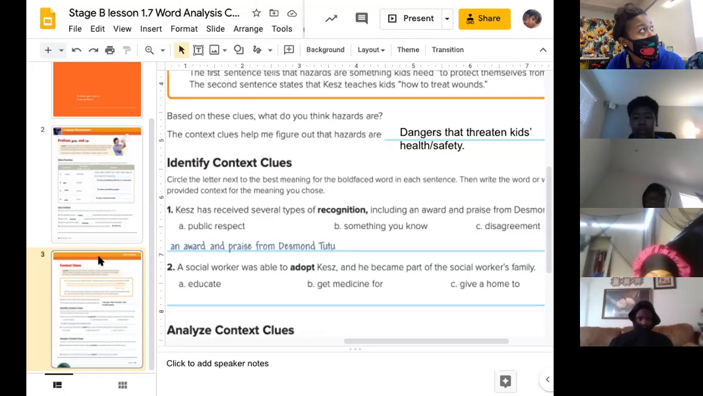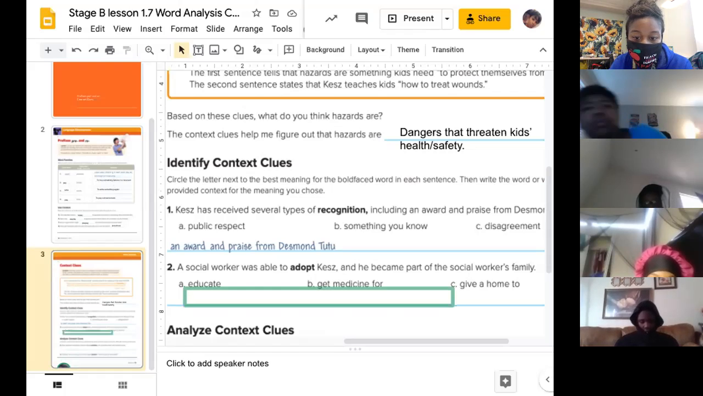Yes. Okay. And then what is the clue? What are the words or word phrases in that sentence that were a clue to C being the best answer? Became a part of the social worker's family. Okay, became a part of the social worker's family. Good. That is what I think is a clue to give a home to. All right, so then you will type that in.